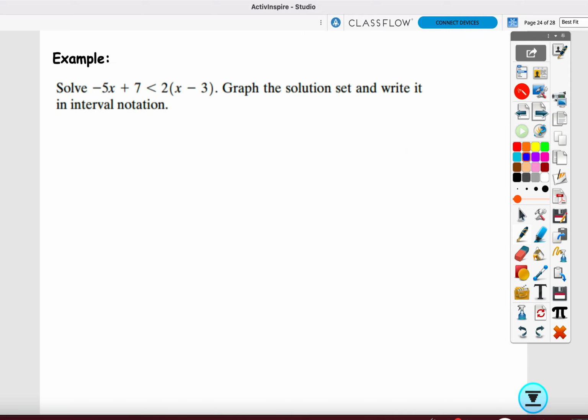Alright, so here is the practice problem, guys, or another example actually. I'm going to let you guys write it real quick. I'm going to get my charger. One second.